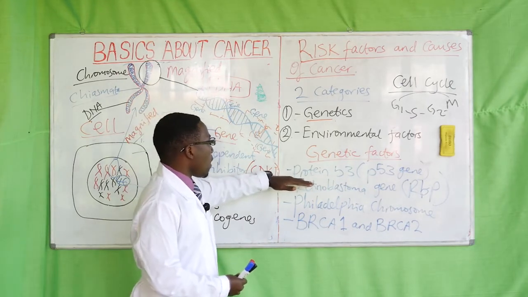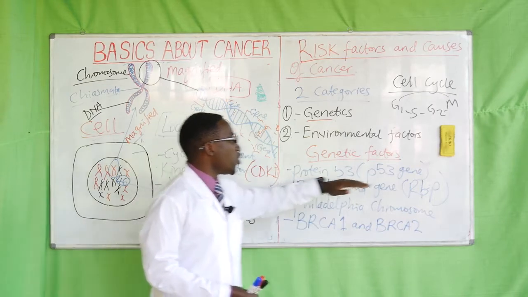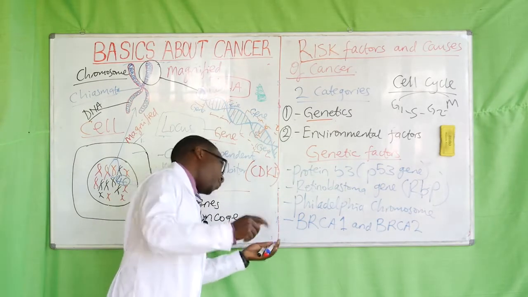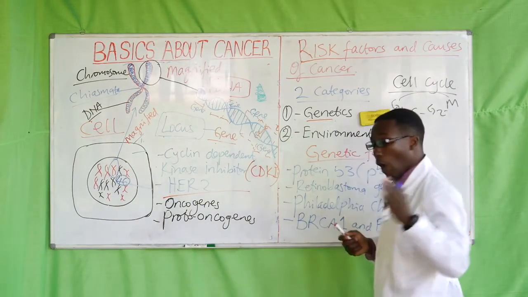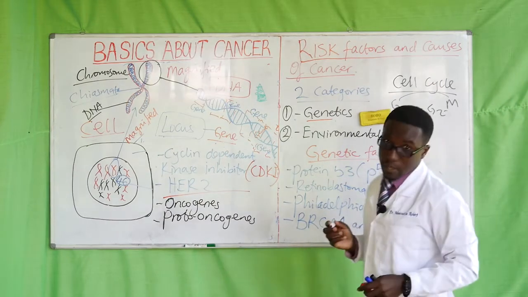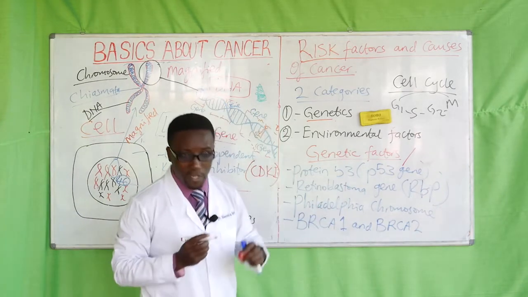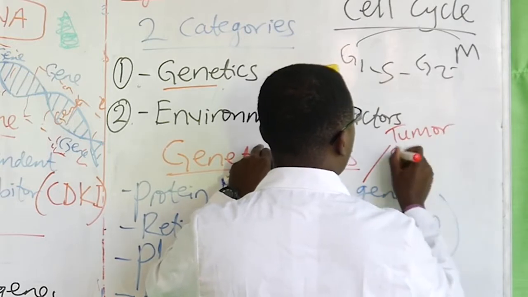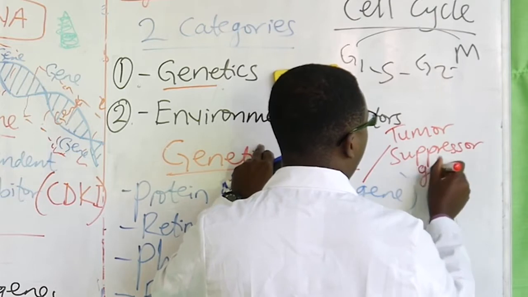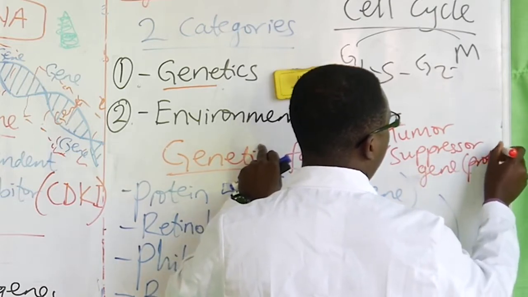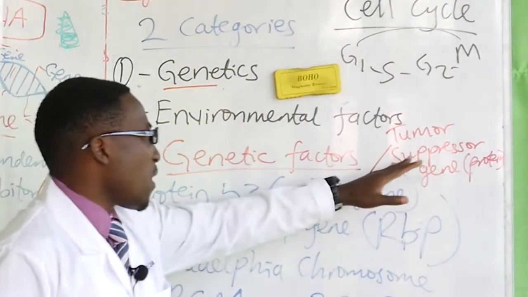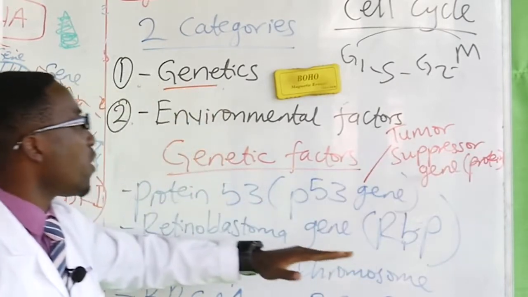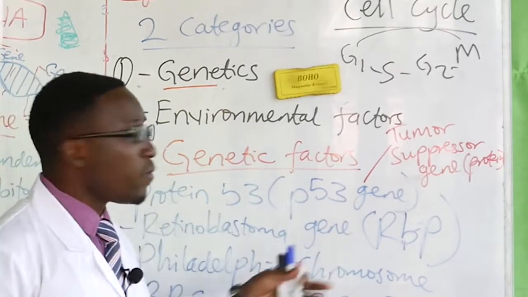Now look at protein 53, or the P53 gene. Let us begin with this protein. P53 is a tumor suppressor gene. I call it the guardian angel of most cells. It is a tumor suppressor gene or protein. So what does it do exactly? It regulates cell division and growth.